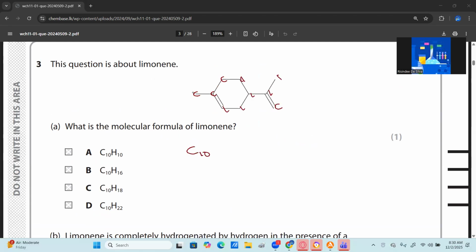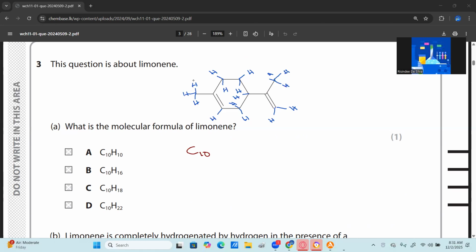In the same way, I'll try to draw the number of hydrogens. Each carbon should form 4 bonds. So 1, 2, 3. This carbon has already formed 4 bonds, so no hydrogens in that. 1, 2. This should have only 1 because 3 bonds are already there. So when you're assigning the number of hydrogens, you have to check whether each carbon has 4 bonds.